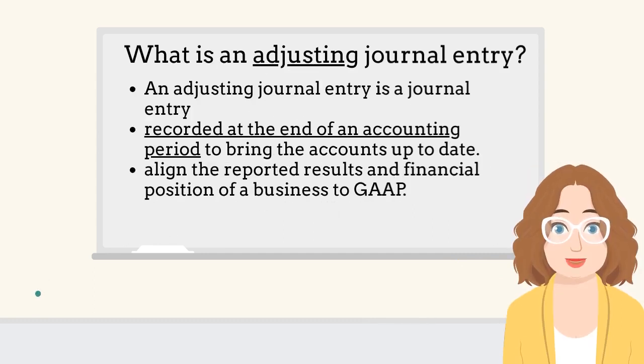Now, what is an adjusting journal entry? An adjusting journal entry is a journal entry made at the end of an accounting period to bring the accounts up to date. These entries are made to align the reported results and financial position of a business with the requirements of an accounting framework, such as generally accepted accounting principles.